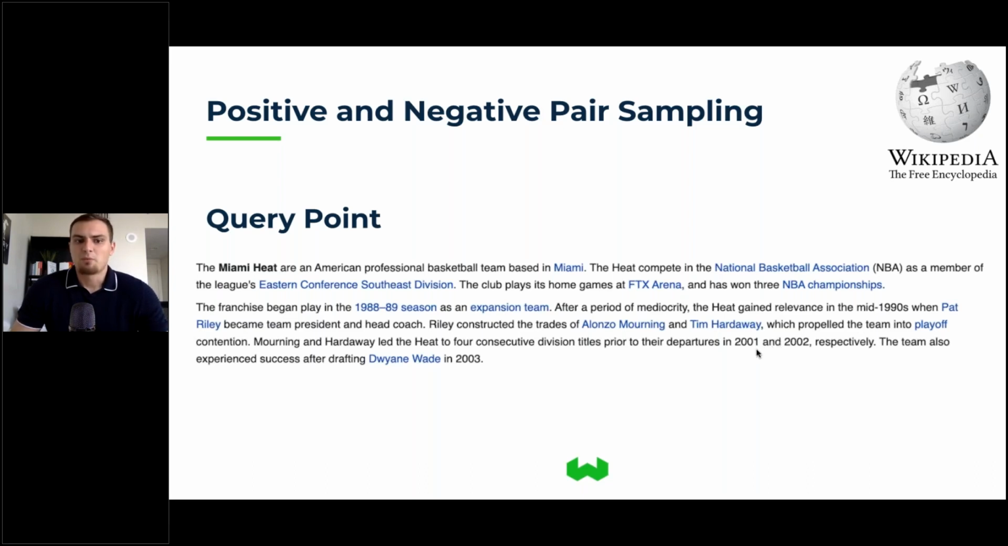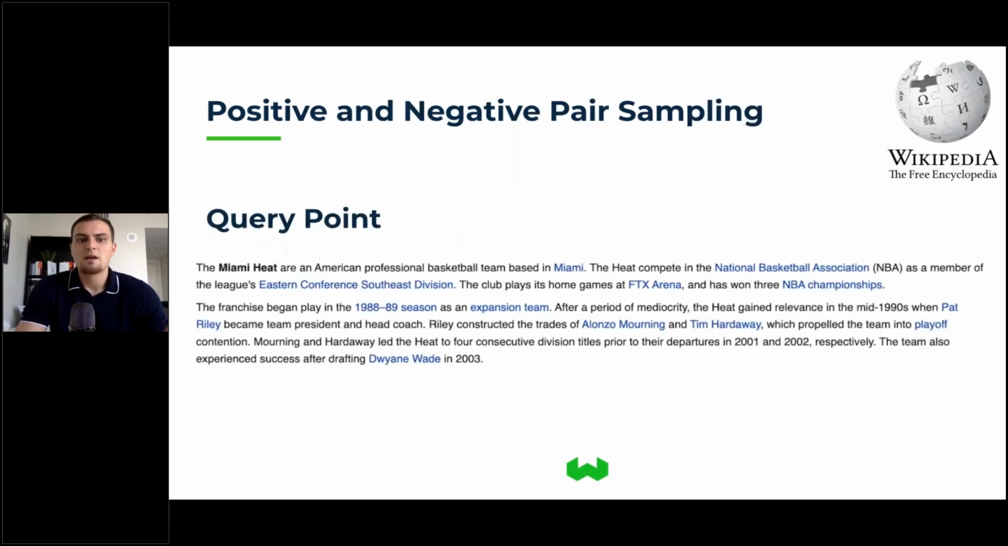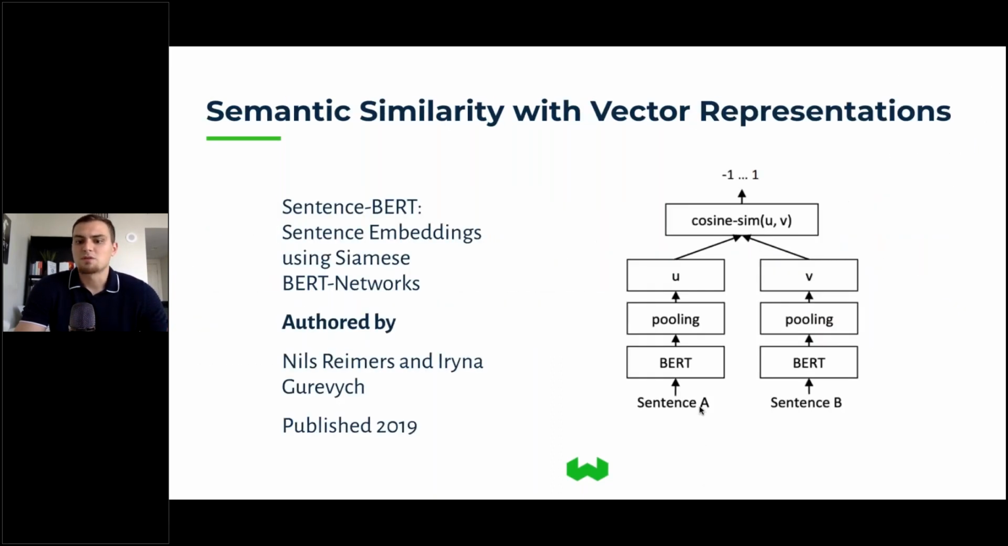So as an example sampled from Wikipedia, say we take this paragraph about the Miami Heat basketball team. So we have this text sequence that describes the Miami Heat basketball team, and we use heuristics like the neighboring paragraph to say this is a positive paragraph, and we should align these two representations in the vector space. So the vector representation of "the Miami Heat are an American professional basketball team based in Miami," and then the vector representation of "led by Wade and following a trade for former NBA most valuable player Shaquille O'Neal," the vector representations of those two paragraphs are going to be optimized to be similar to each other.